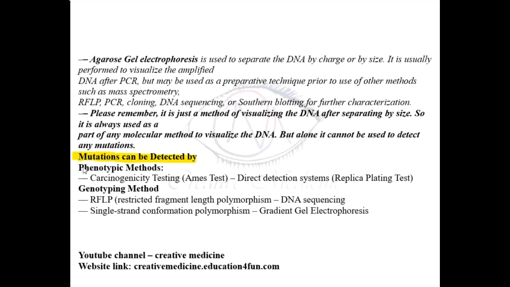mutations are. Mutations are mainly detected by two methods: phenotypic methods and genotypic methods. Phenotypic methods include the carcinogenetic test, which is Ames test, and direct detection methods, which is the replica plating method. Then we have genotypic methods, which include restriction fragment length polymorphism, DNA sequencing, single strand conformation polymorphism, and gradient gel electrophoresis.